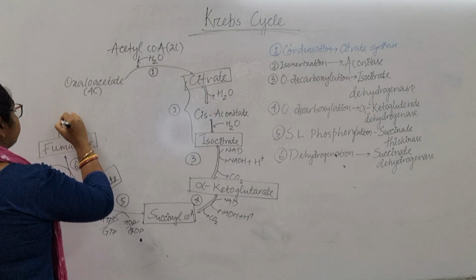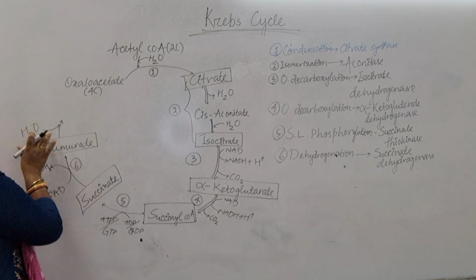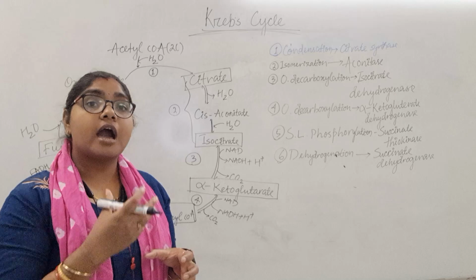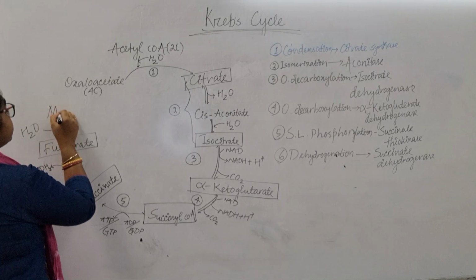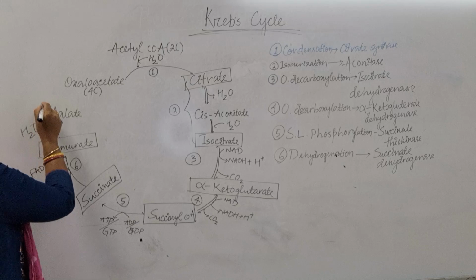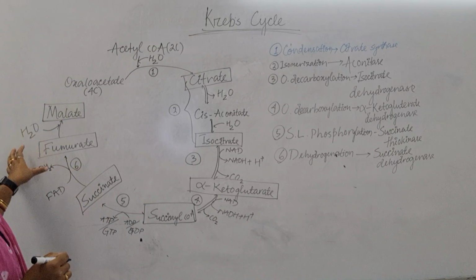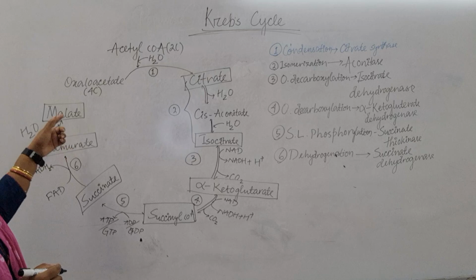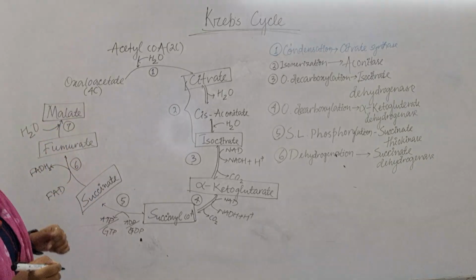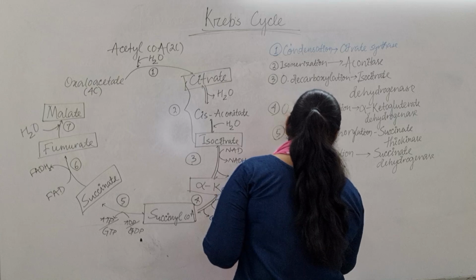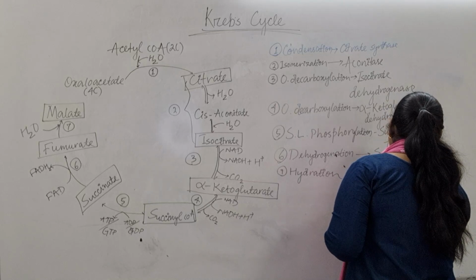Now, this fumarate will accept one water molecule. It gets hydrated. This water molecule places the hydroxyl group onto fumarate and changes the arrangement of the fumarate, converting it to malate. This hydration step is a process of adding a water molecule, and it is catalyzed by the enzyme fumarase.